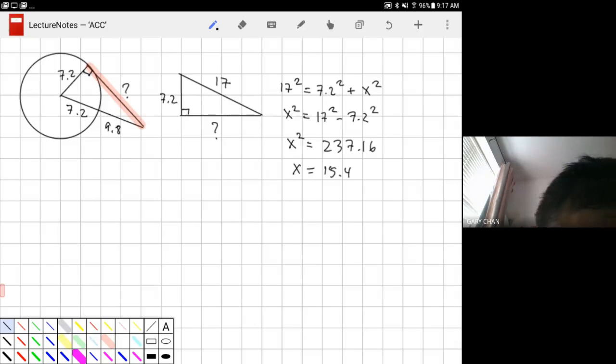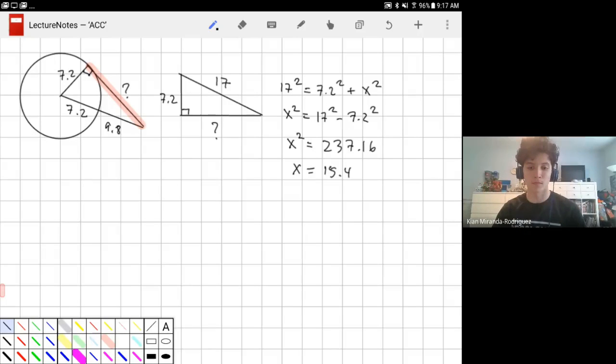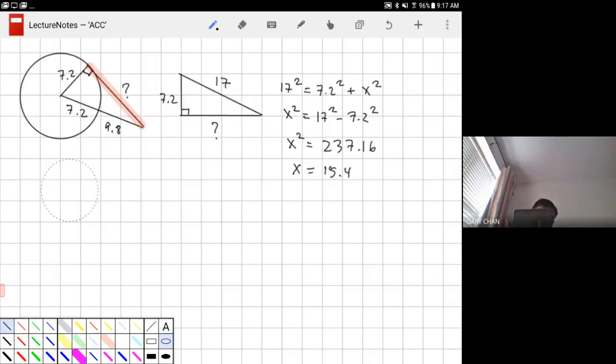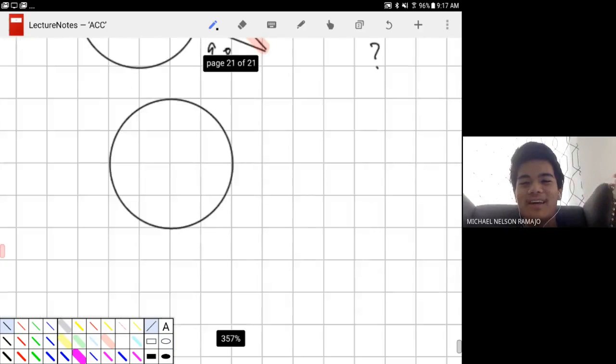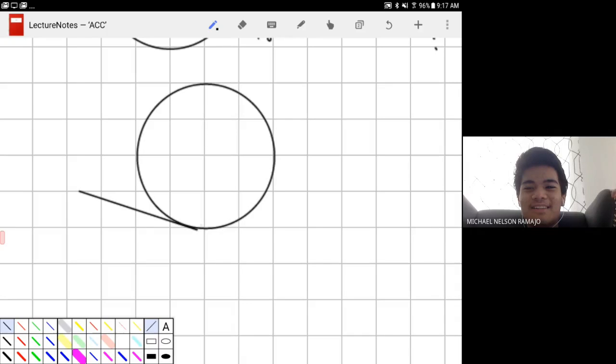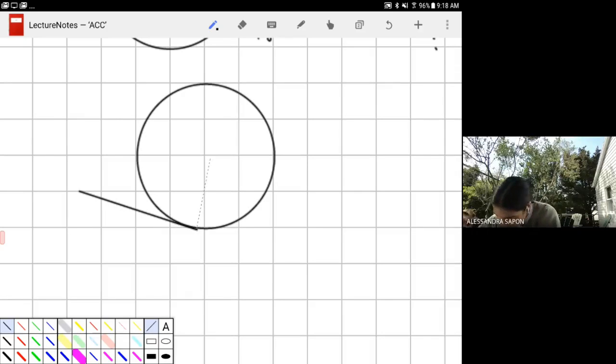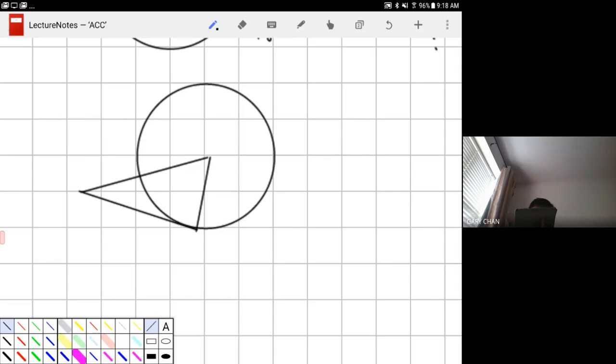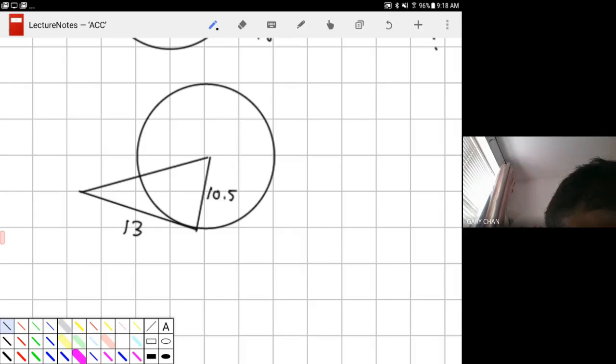Now you're given a circle, and you're asked to find out what that little length on the outside is. So I have 10.5. I have 14. I'm going to draw the circle here. This is 10.5. This is 14. And you're asked to find out what that little length on the outside is.